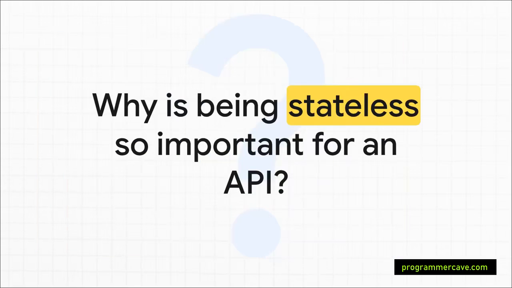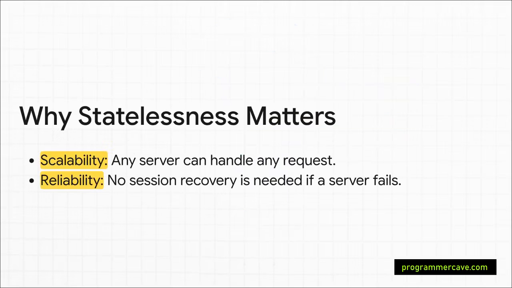You might be thinking, hold on, why would you want your server to be so forgetful? Doesn't that sound inefficient? Well, this principle is actually the secret sauce for building massive, super reliable systems. It's what lets services like Netflix or Twitter handle millions of people at the same time without breaking a sweat. It all boils down to 2 huge words, scalability and reliability.